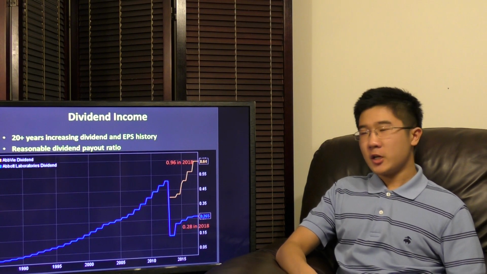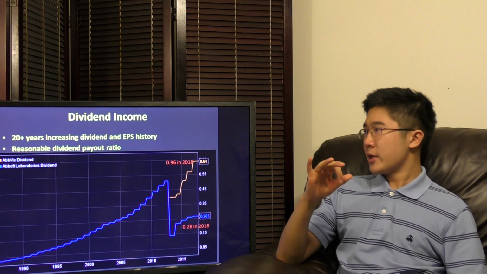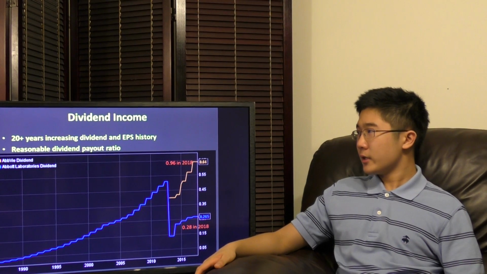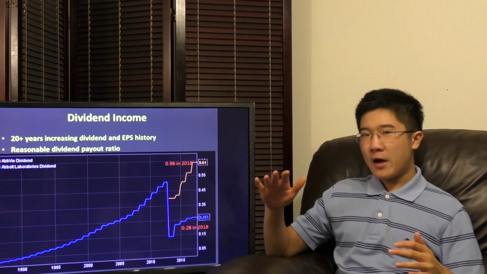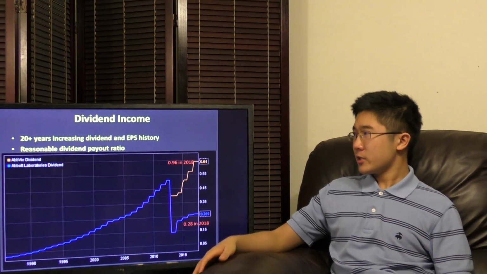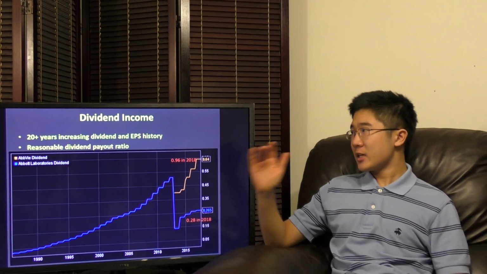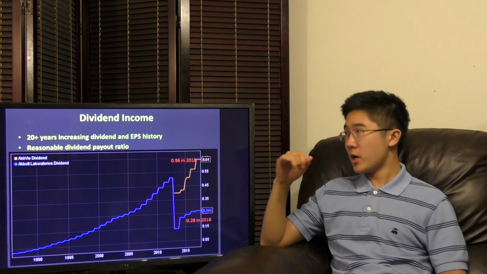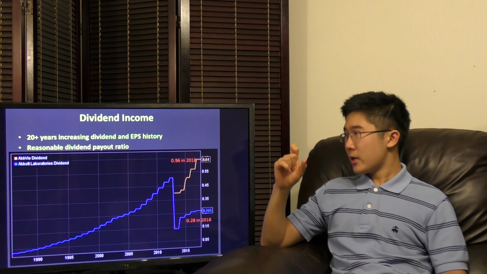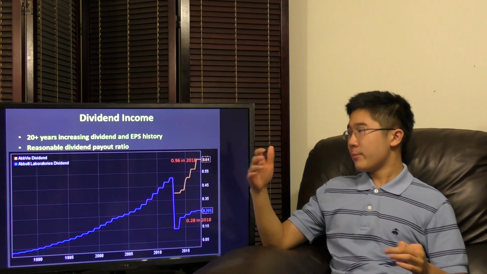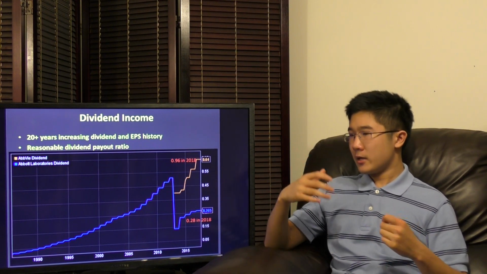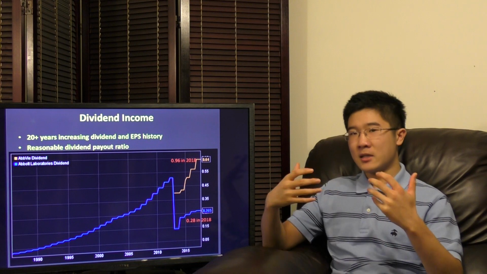Now when it comes to dividend income, the important thing to notice here is we are looking at blue chip stock dividends. The basic standard we have for these types of dividends is 20 plus years of consistently increasing dividend payouts and a consistently increasing EPS, or earnings per share, history. And as a result, we need a reasonable dividend payout ratio that is stable and consistent over the long term, something that can last long term.